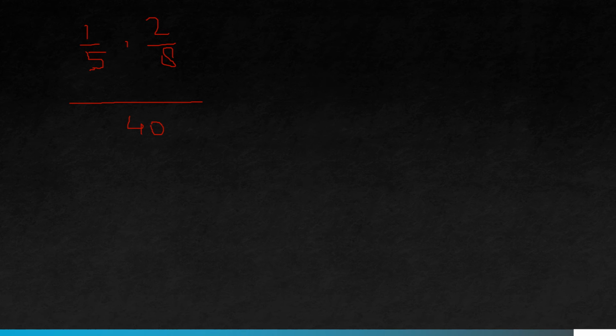So 5 into 8 is 40, and 8 into 1 is 8, and this is 8 into 5 is 40, 5 into 2 is 10. Now what we have done is basically there are two fractions now, 8 upon 40 and 10 upon 40. We have made their denominators the same. Now you can easily find out which fraction is greater.